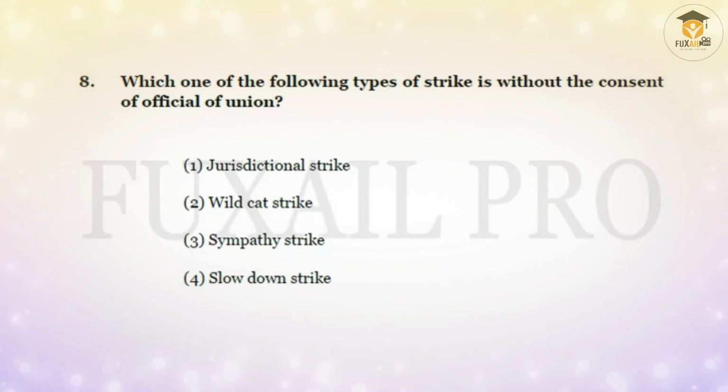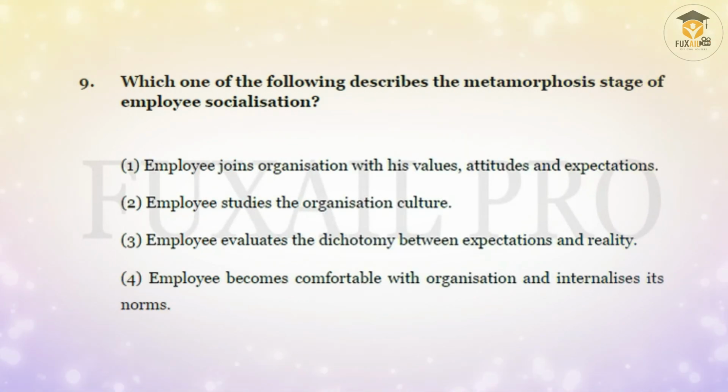8. Which one of the following types of strike is without the consent of officials of the union? 1. Jurisdictional strike, 2. Wildcat strike, 3. Sympathy strike, 4. Slow down strike. 9. Which one of the following describes the metamorphosis stage of employee socialization? 1. Employee joins the organization with his values, attitudes, and expectations. 2. Employee studies the organization culture. 3. Employee evaluates the dichotomy between expectations and reality. 4. Employee becomes comfortable with the organization and internalizes its norms.